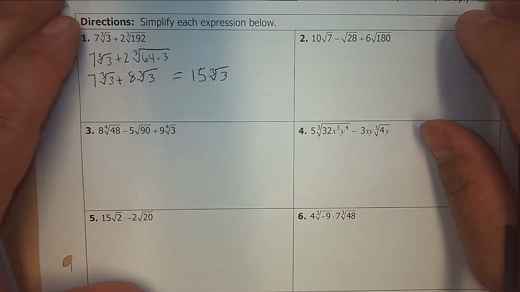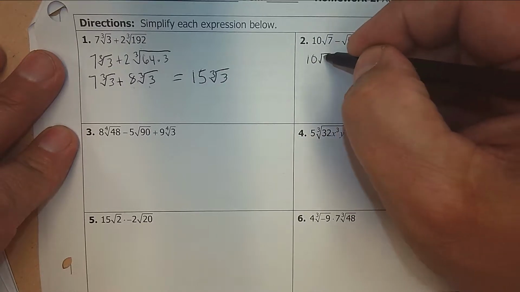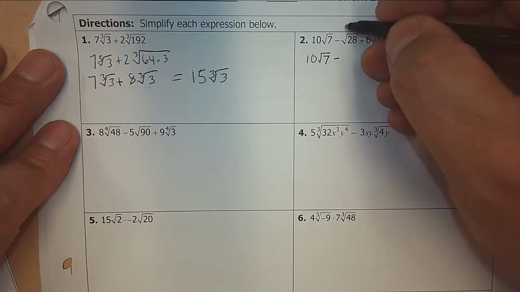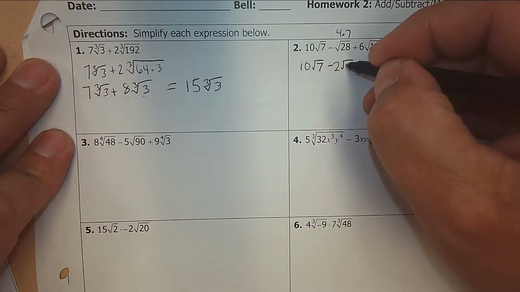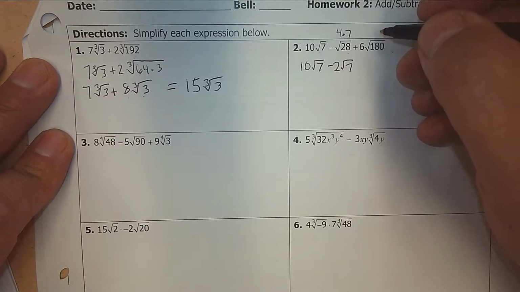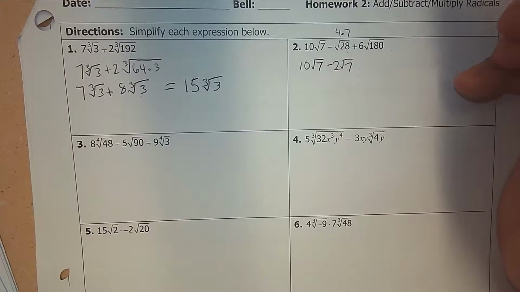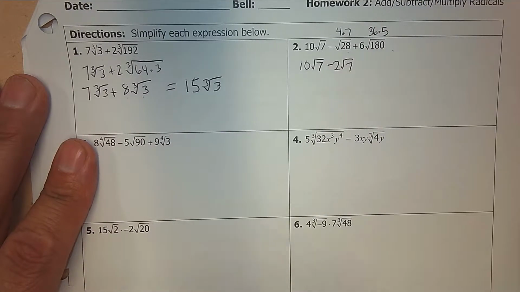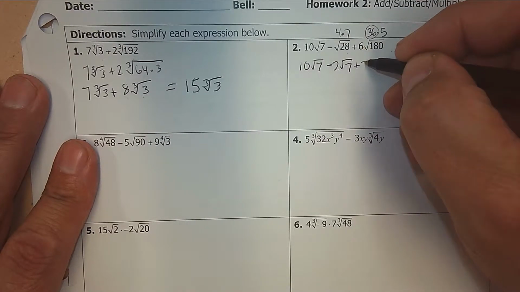Number 2, you can only add like radicals. So right now, anything that's not prime, I'm going to write differently first. So root 28 is 4 times 7. The square root of 4 is 2, so it's 2 root 7. 180, to simplify it, the biggest perfect square that goes into it evenly is 36. And it's 36 times 5. So the square root of 36 is 6, times 6 is 36, root 5.